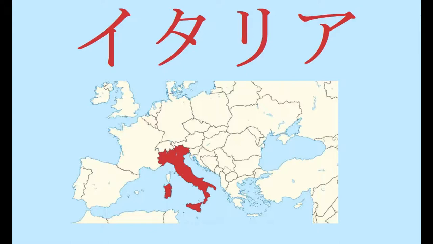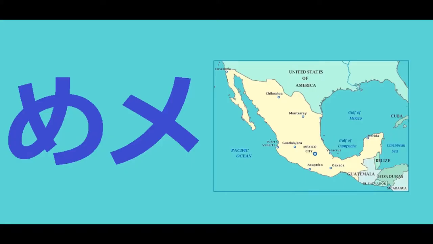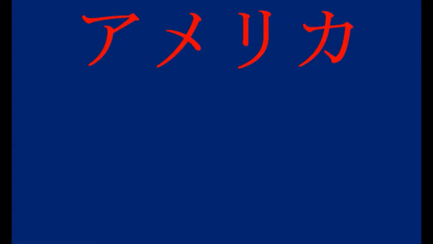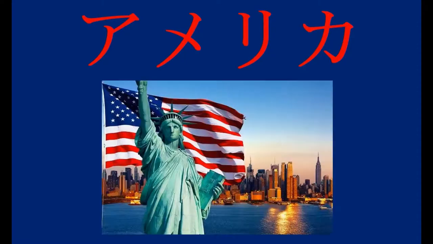Besides Japan, China, and Korea, all country names are usually written in katakana. The me kana in katakana looks like an X, so this looks like it says Mex. And you can remember it by saying, why do they say Mexico when there's an X in Mexico? Here's another country name. America.